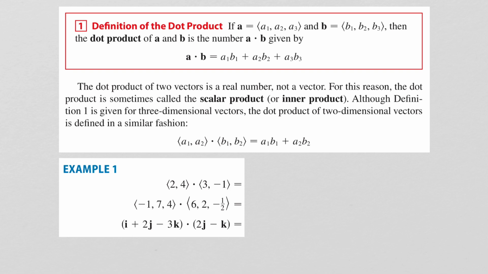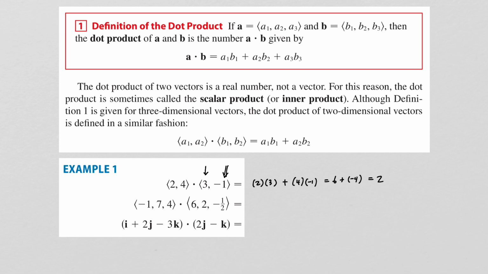And in two dimensions, it is a similar definition, except that we only have two components to multiply. So in the example here, we are going to take the dot product of these two-dimensional vectors. So to do this, we're going to take the component 2 and multiply it to the component 3, plus the component positive 4 multiplied by negative 1. And this is 6 plus negative 4, which is equal to 2.